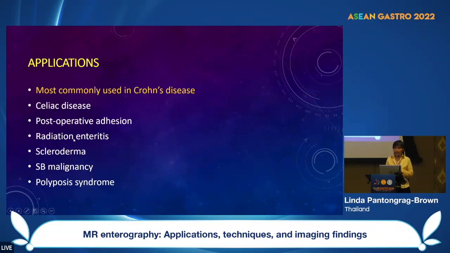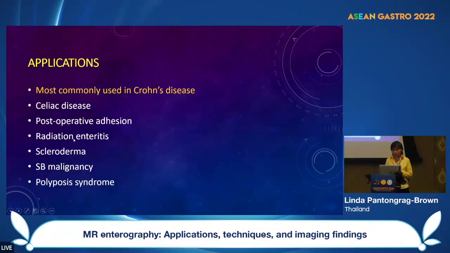So what are the applications of MRE? Most commonly, we use it in Crohn's disease. The reason behind this is that Crohn's disease tends to occur in a young population, and the study needs to be repeated multiple times for follow-up. We don't want to use CT in young patients multiple times because of the effect of radiation, which carries the risk of radiation-induced cancer. That's why MR enterography has a role in Crohn's disease the most.